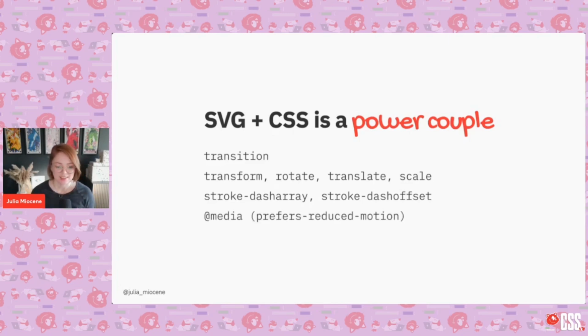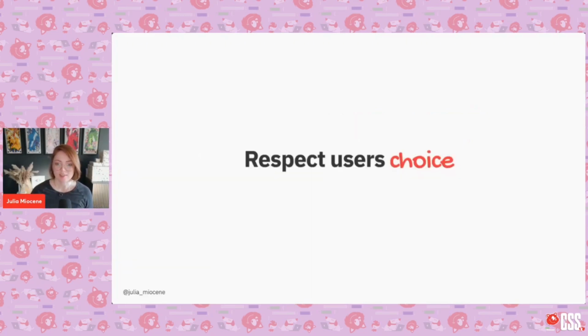Another thing is @media prefers-reduced-motion, because we need to respect our users' choice. If someone doesn't want to see your animations, just don't show them. Keep animations for those who like animations, and don't show them to people who don't like animations.